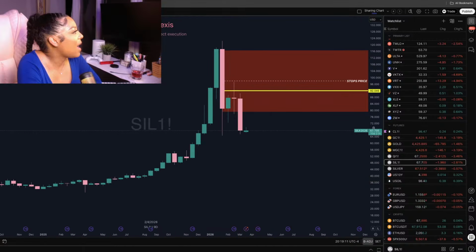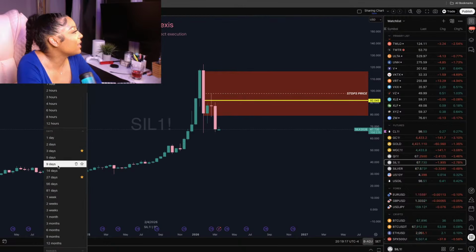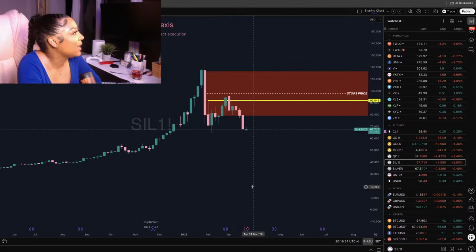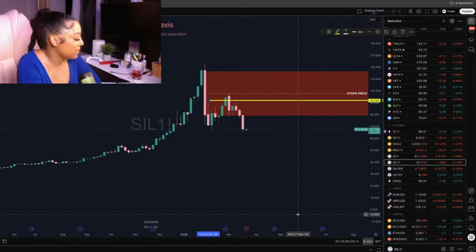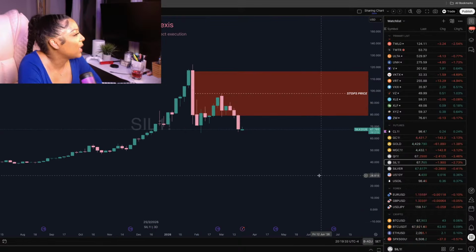I'm curious to see what silver does. I'm not gonna lie, I don't even know. I do think silver, because silver has more uses than just being used to trade. But I think I had posted this setup on Threads, and it sold off like I had thought. It did what I thought it was gonna do. Now we just gotta see what happens from here.